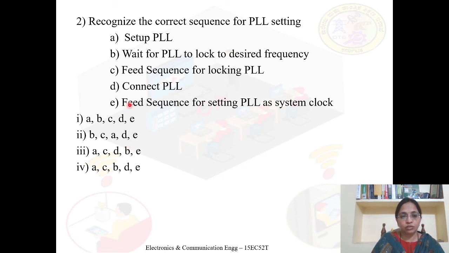So what is the correct order? First we have to set up the PLL, and then we have to feed the sequence, then we have to wait for the PLL to lock, then we have to connect the PLL, and then we have to once again feed the sequence. So the correct answer is the fourth option.